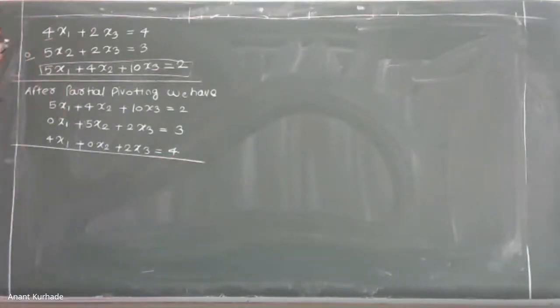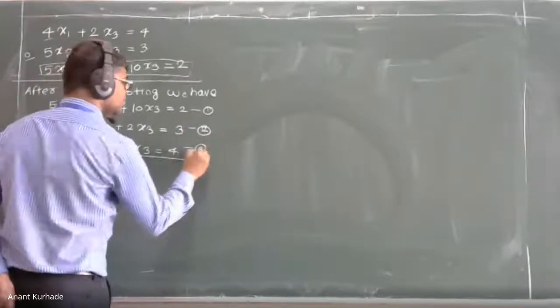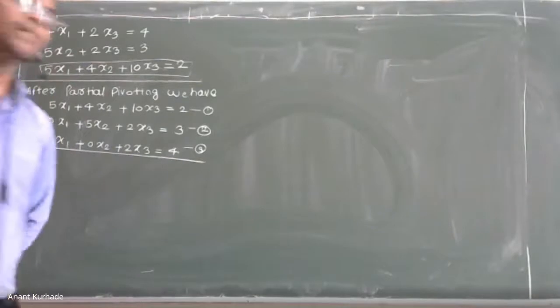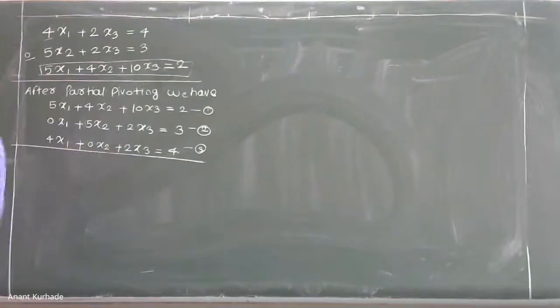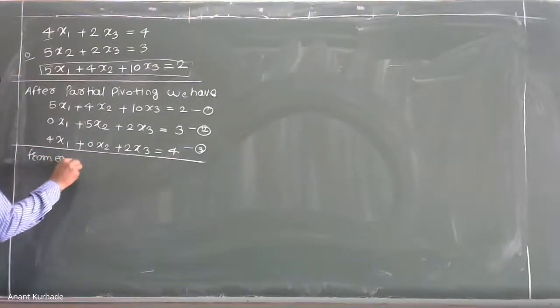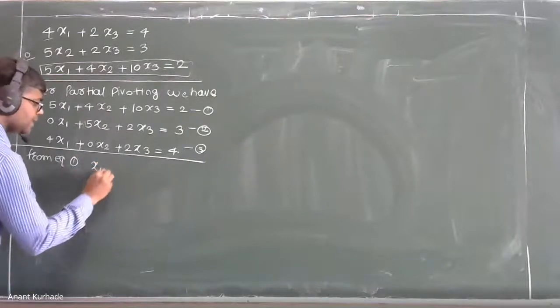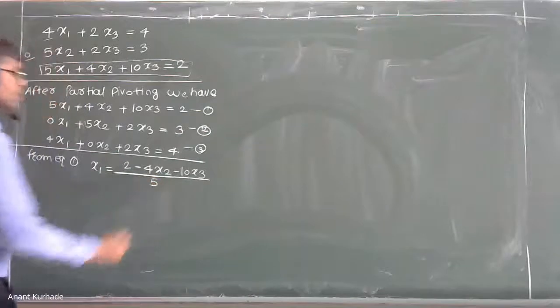Now you can number the equations: this is 1, this is 2, and this is 3. So now from equation 1, what can you do? Tell me, in case of the Gauss-Jacobi iteration method, what is the next step? From equation 1, write the equation for x1. You can write x1 is equal to, be careful, 4 divided by 5.